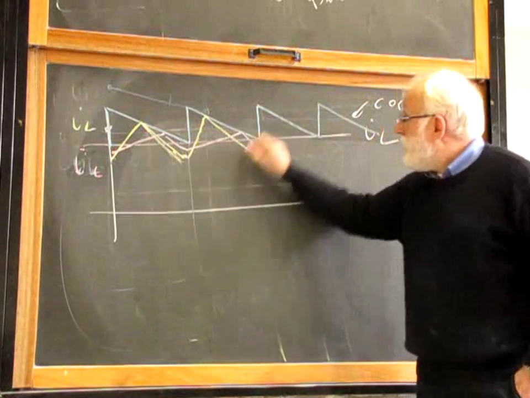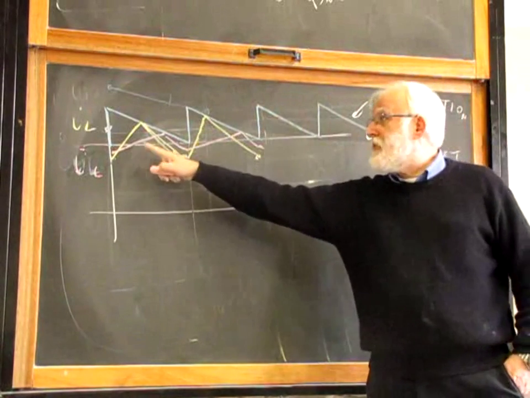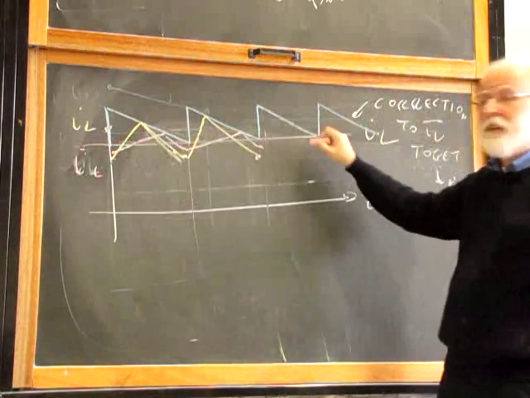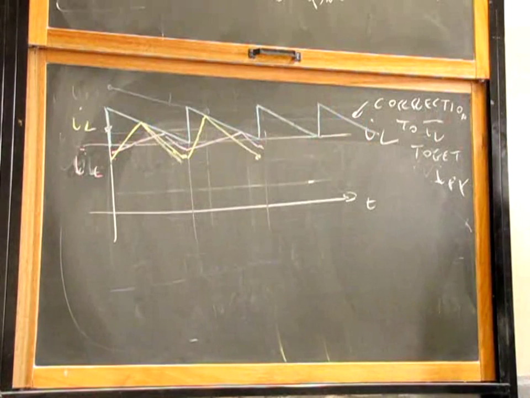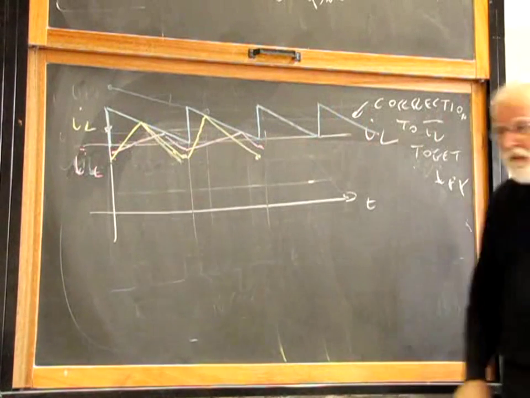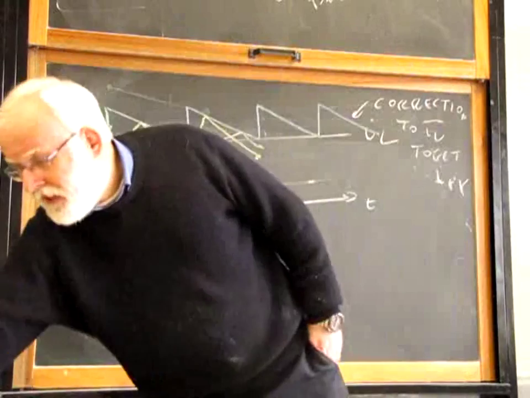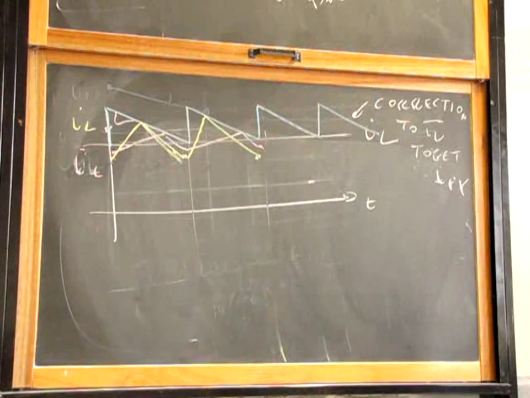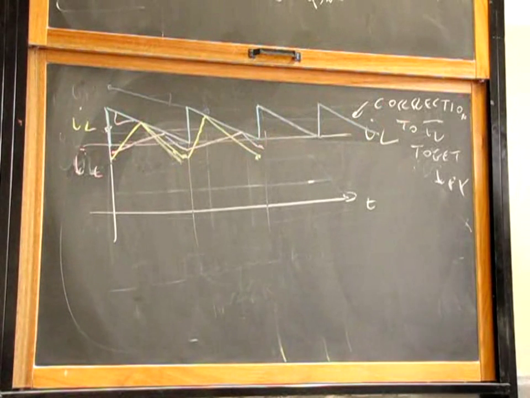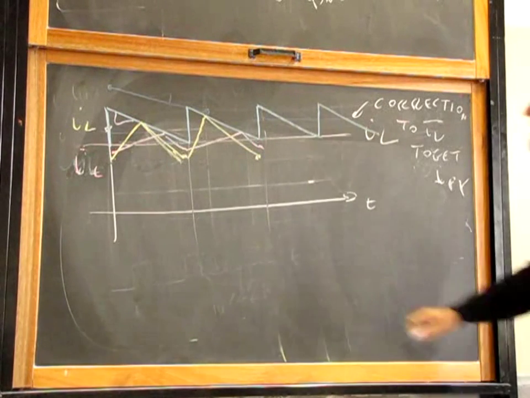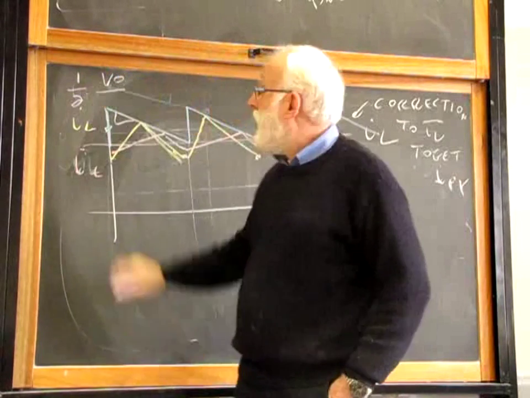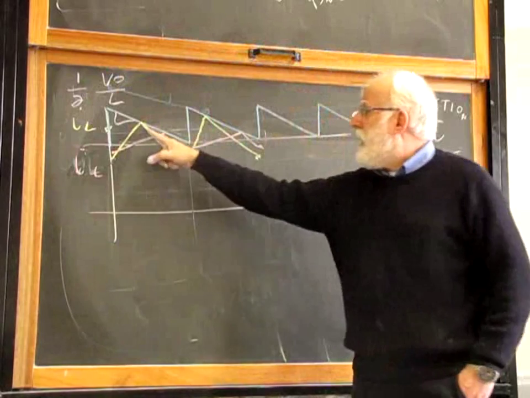We have fixed frequency conditions. If the input voltage changes, the ripple changes. But the ripple with this correction stays centered around the average value. How much is the slope for this correction? One half, this slope is 1/2 V0 over L. That is, this slope must be 1/2 of this slope.